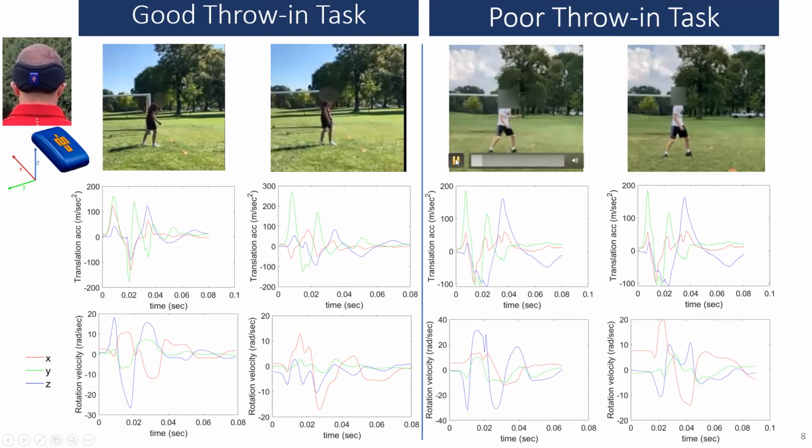And a poor throw-in task is somewhere you are not in control of the header as much as a player would be. And so you're hitting the ball more passively as opposed to in a good throw-in task, which is more active. So in terms of kinematics, what we see here is that in poor throw-in tasks, your rotational velocity is slightly higher or much higher than your good throw-in tasks.